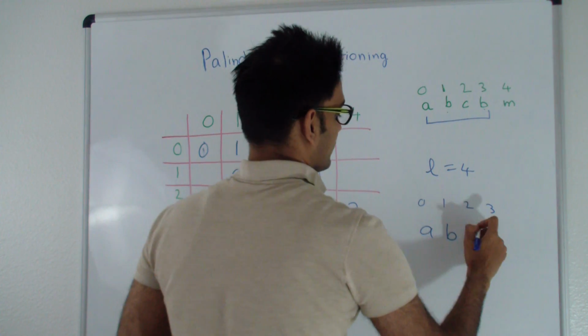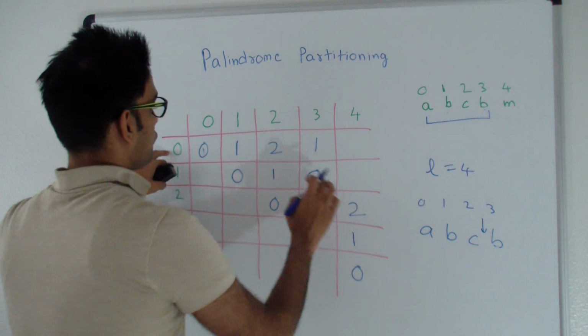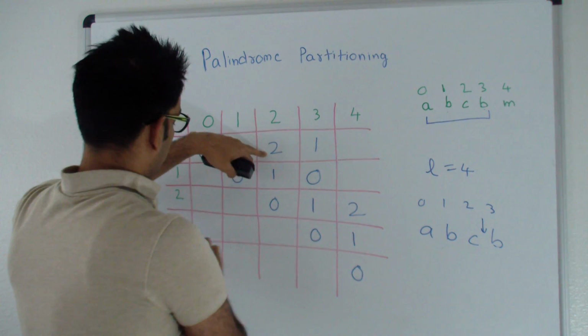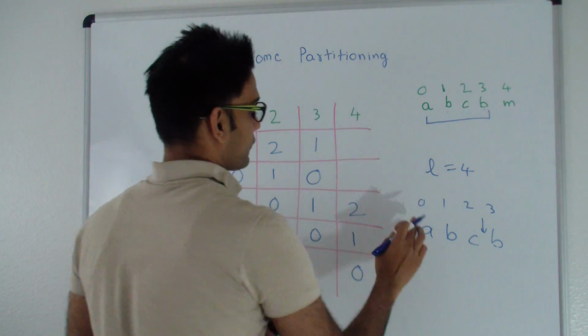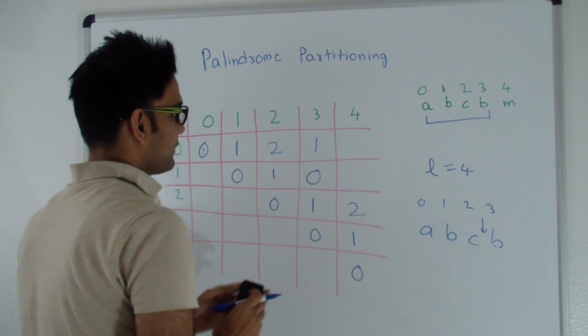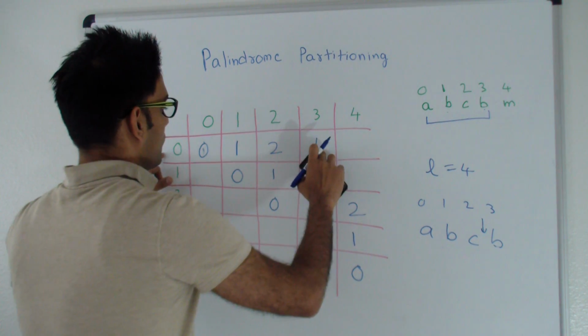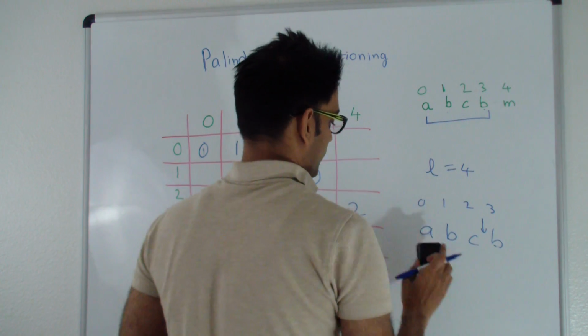Now let's try splitting at this point. Again, ABC is 0 to 2, so 0 to 2 is 2, 3 to 3 is 0, so 2 plus 1 plus 0, so 3. Again, 3 is not better than 1, so we'll just leave 1 as it is, and we'll know that the best we can do is 1 split to convert A, B, C, B into 2 palindromes.